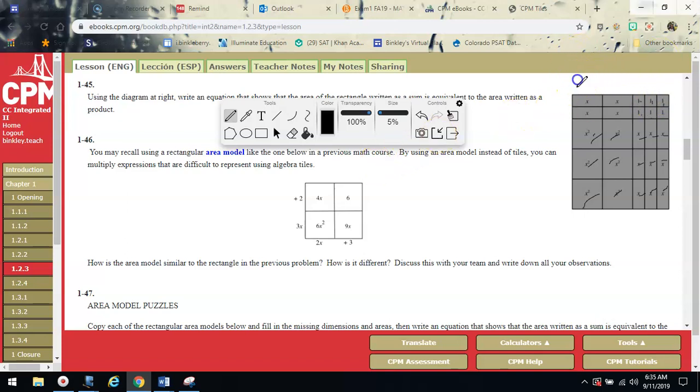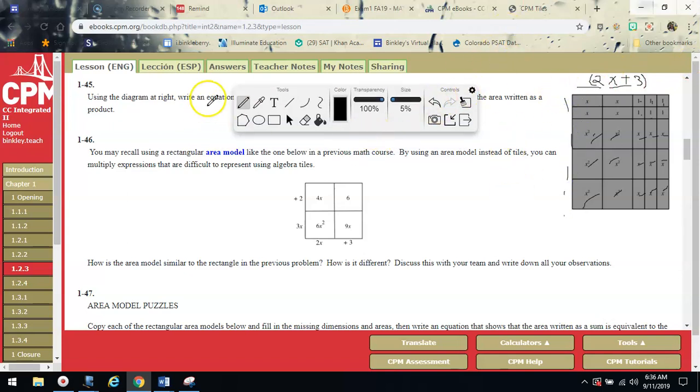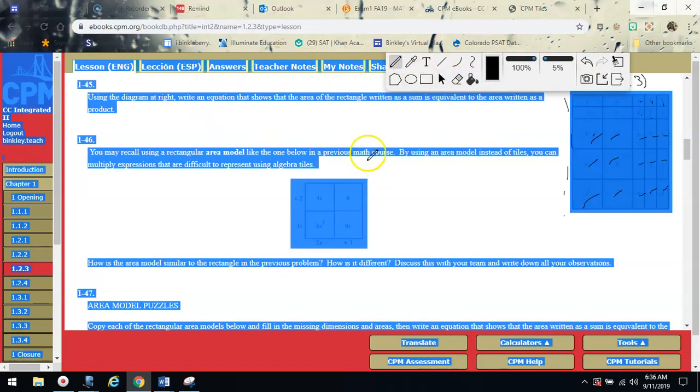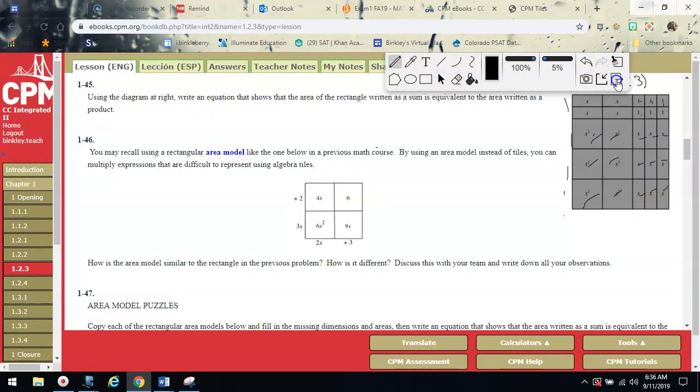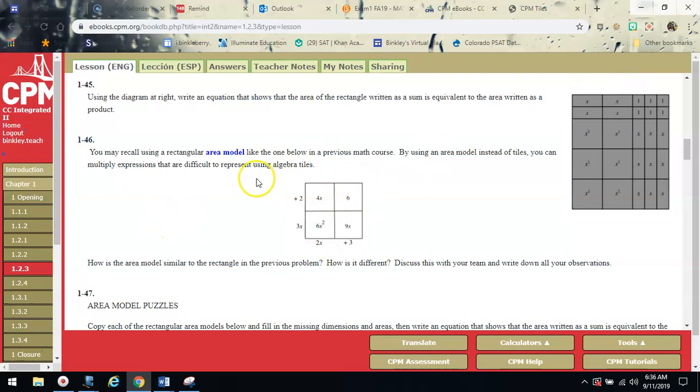And then you need to figure out the length. So the length there is x and x, so that's 2x plus, and then 1, 2, 3 ones. So this is the length. I'll let you guys finish it by figuring out, I guess that would be the width because it's shorter, how long the length is and writing that answer correctly, hopefully correctly. All right, 46. You may recall using a rectangular area model like the one below in previous math courses.